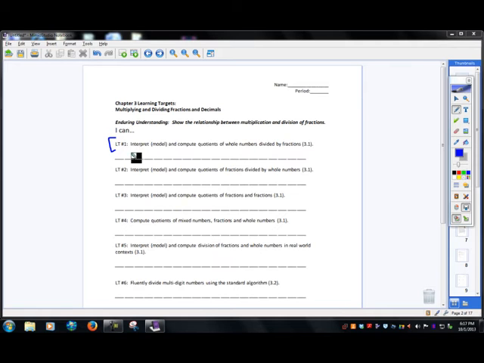You have to come in having a pretty decent understanding, so then we can really practice and maximize our time together. So this is all about multiplying and dividing fractions and decimals.